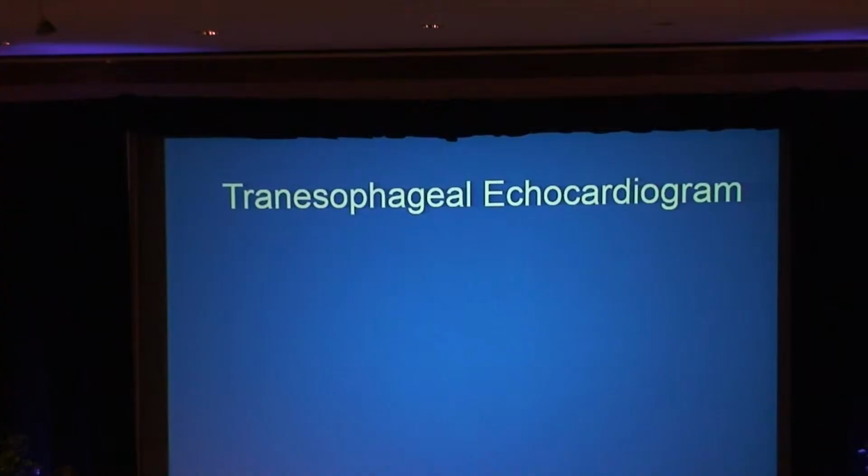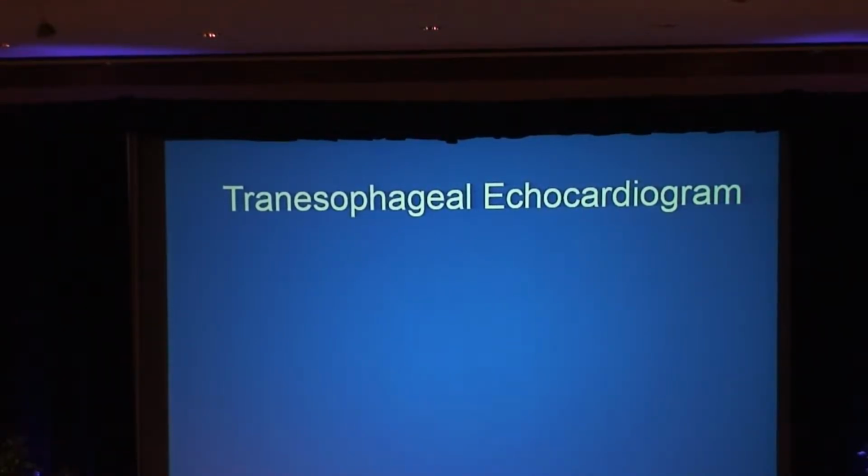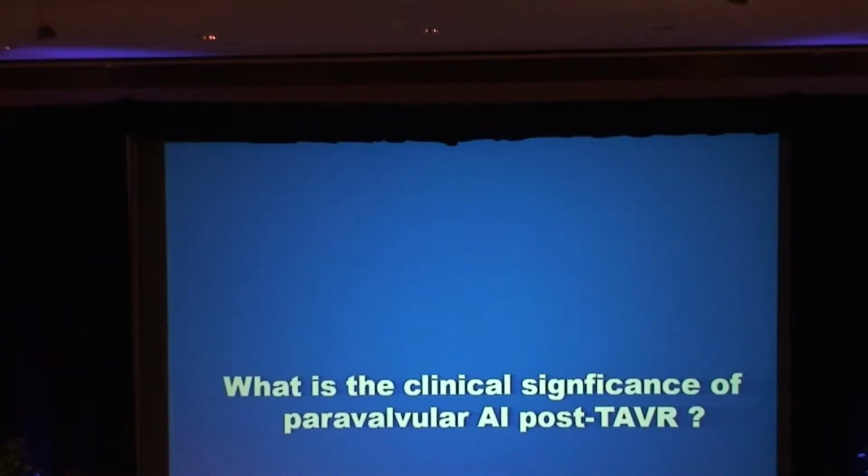okay. So basically, the transgastric views showed a mild amount of paravalvular aortic regurgitation. And then if you look at the mid-esophageal views, they showed that there seemed to be a small paravalvular leak next to the right coronary cusp.